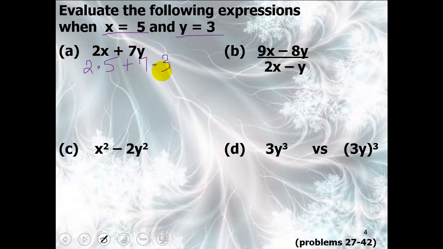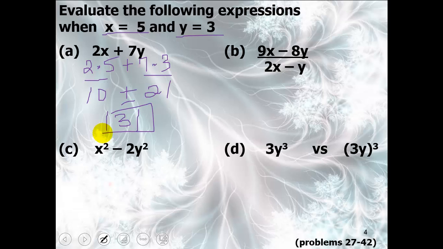Now my order of operations says do my multiplication before my addition. So I have 10 plus 21. And now I can apply my addition, and I get 31. And there's my final answer. It's evaluated down to a single number.